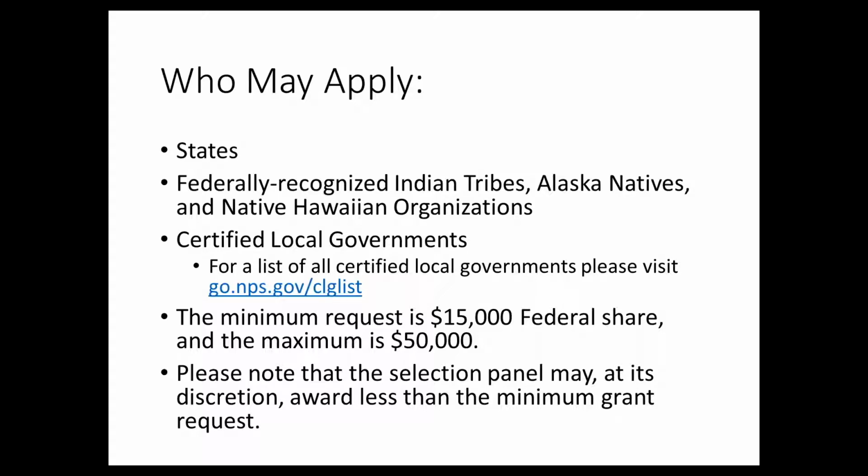Who can apply? States, tribes, and certified local governments are the 3 applicant groups. Certified local governments are communities, there's 2,000 across the country that have been certified as local partners in the Federal Preservation Program, and it's a partnership between the state, federal, and local level. For a list of those local governments, to determine if you are one, go to go.nps.gov/CLGlists. And this is an eligibility criteria, so we will check to make sure if you're a local government application that you are an active certified local government. If you have questions about becoming one, please contact your state historic preservation office.